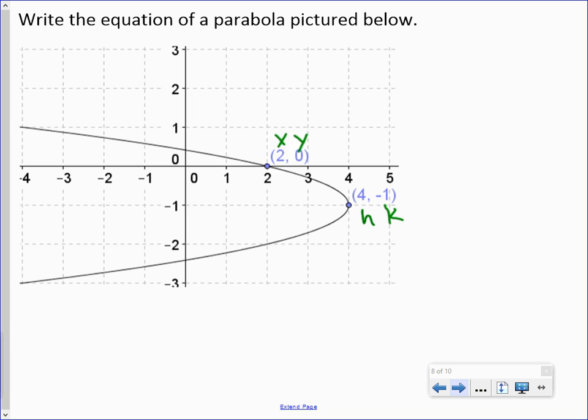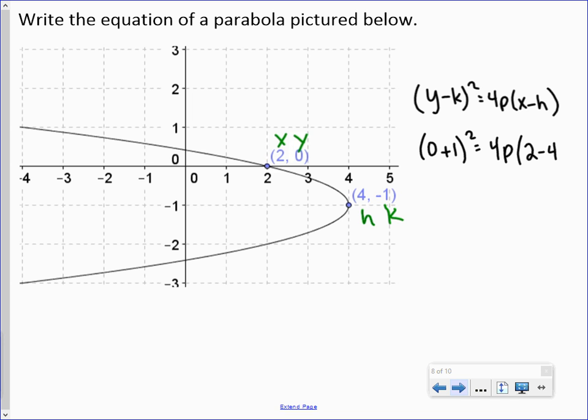The y-squared one. What do you expect about the value of your p? It should be negative because the graph is opening to the left. So let's plug in and see if we get that. y is 0, minus -1 would be plus 1 squared, and then I would just have 4p times x, which is 2 minus h, which is 4. That would be 1 squared, which is 1. Careful, that's not 2. 4p times -2, which is really -8p. So p is -1/8.